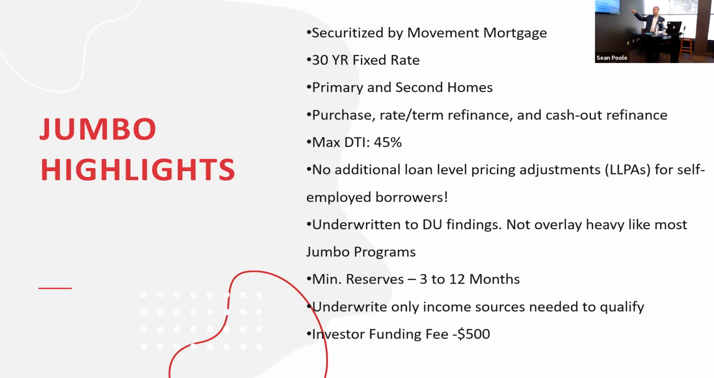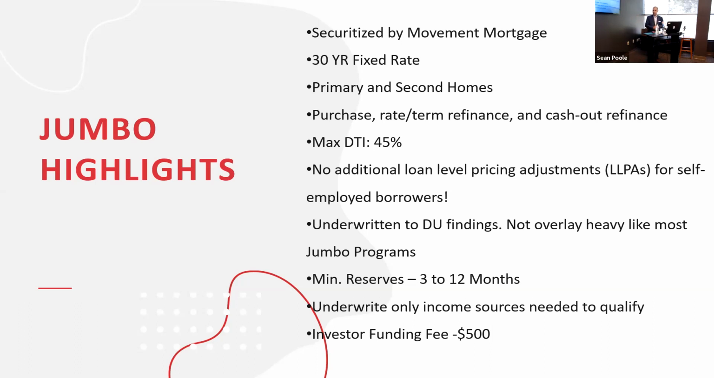And the reserve requirements are lower. Typically for jumbo loans, it's usually 12 months minimum for most programs. Sometimes there's six months minimum. But this can be as little as 3 months, depending on what they're doing, like buying a primary purchase, and their credit score and things like that. There's a whole chart that we look at as far as how much is required, but they do require less reserves. So reserves are basically your mortgage payments times your 3 months or 12 months.